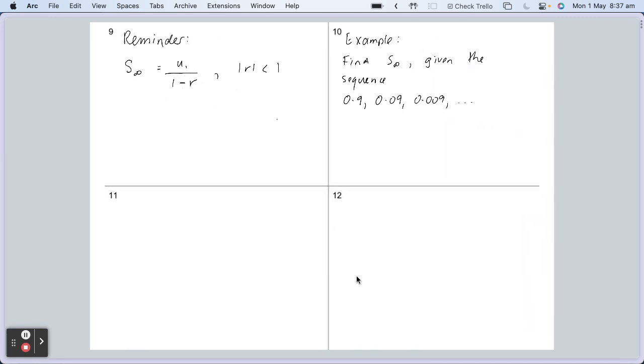Okay, so example 10 there is just one example of a sequence that you could be given, and then a matter of just using that formula. So we can identify U1 pretty straightforward. U1 is 0.9. How do we work out the common ratio? You don't have to work out what it is, but how do we work out that common ratio, Iris?